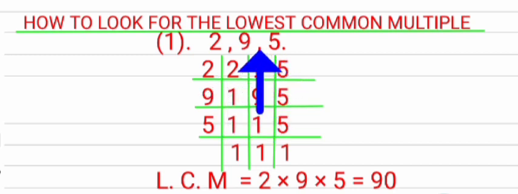Because all these numbers are prime numbers, that is, they can only be divided by themselves and 1. So what do we do? We need to take one of these numbers, 2 firstly. 2 in 2 will give us 1. 2 in 9 cannot go, so we have to write our 9 back.